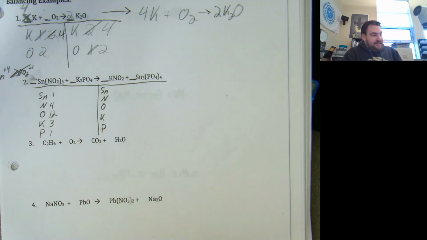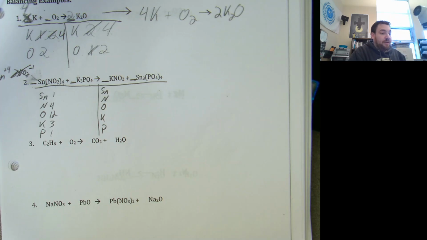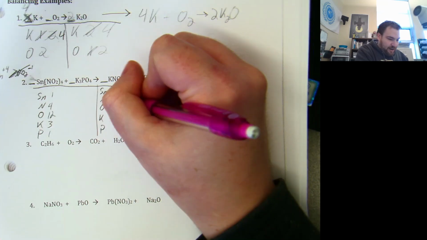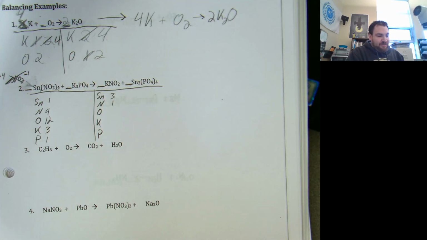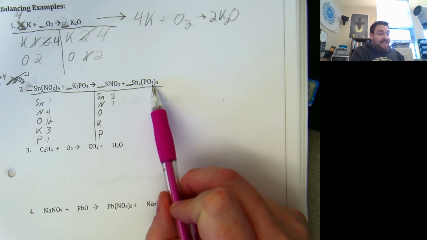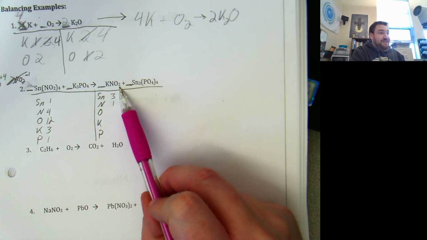And now we count the right-hand side. Start with the tins. How many are there? There are 3. How many nitrogens are there? 1. How many oxygens are there? Yeah, 18. 4 times 4 is 16, plus these 2 is 18.